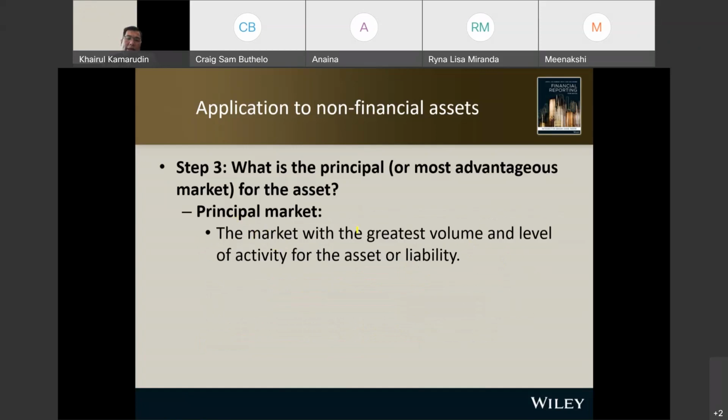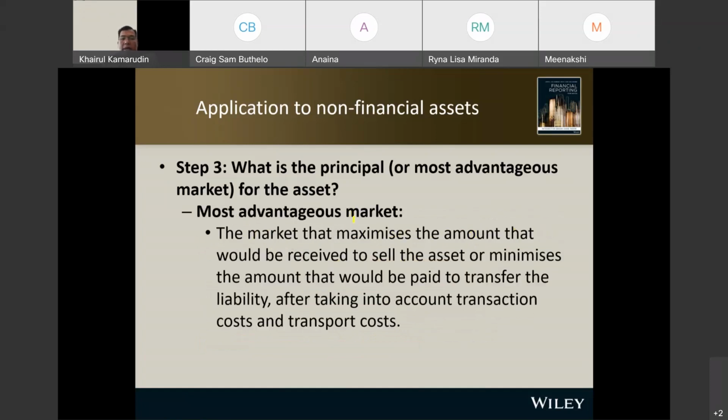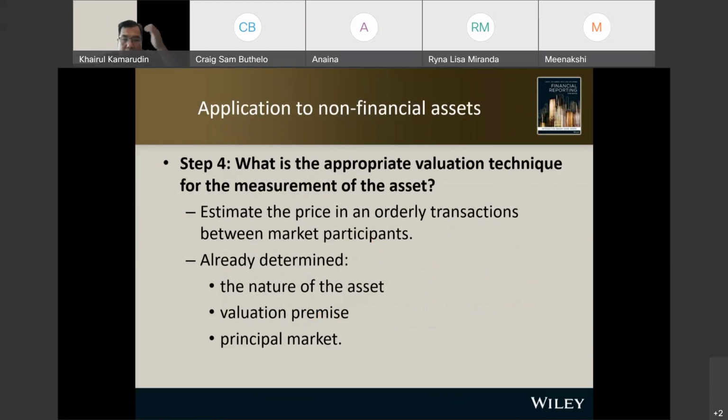The principal market is the market with the greatest volume and level of activity for the asset or liability. Okay, that's the principal market. The most advantageous market is a market that maximizes the amount that would be received to sell the asset or minimizes the amount that would be paid to transfer the liability, after taking into account transaction costs and transportation costs. So most advantageous and also the principal market. Which one?